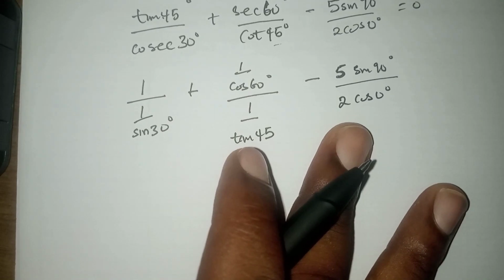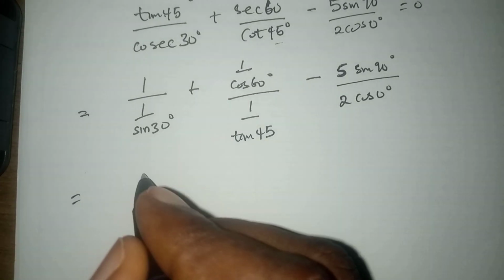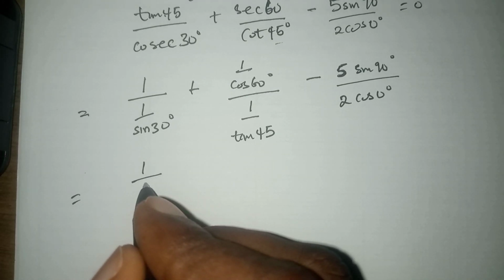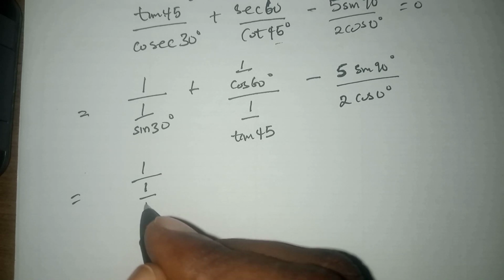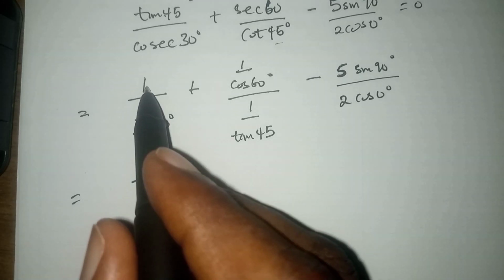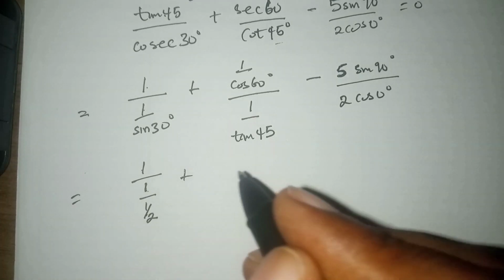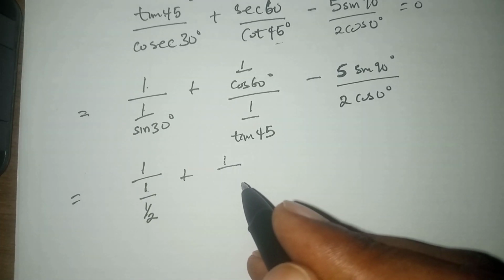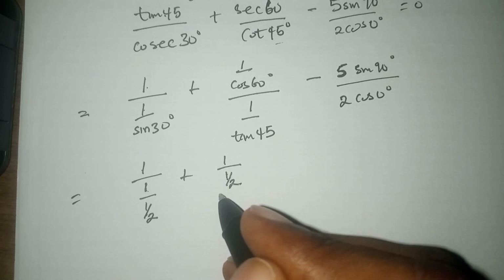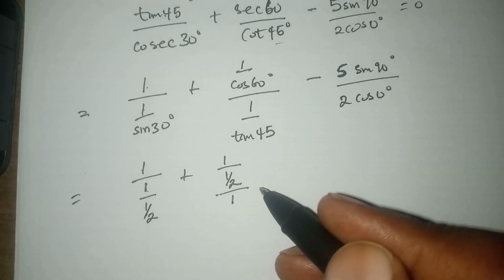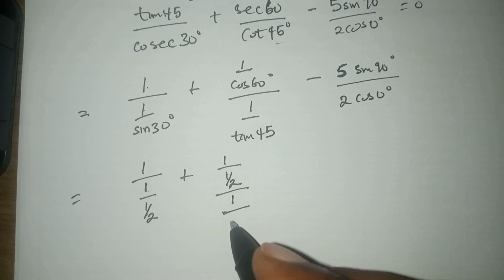So let's solve it further. This will be 1 over, what's sine 30? 1 over sine 30 is what? 1 over 1 over 2. Sine 30 is 1 over 2. Then plus 1 over, what's cos 60? Cos 60 is 1 over 2. Then over 1 over, what's tan 45? Tan 45 is 1.